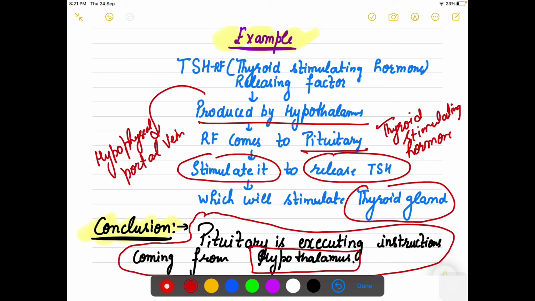I gave you the example of a school, that in a school there is a particular management, right? Management is the boss of everyone, and your principal is the boss of every teacher. But who is giving the instruction to the principal? That is the management. So here the hypothalamus is the management, and the pituitary is at the principal's place, right? The pituitary only executes those instructions which are released by the management, that is your hypothalamus.